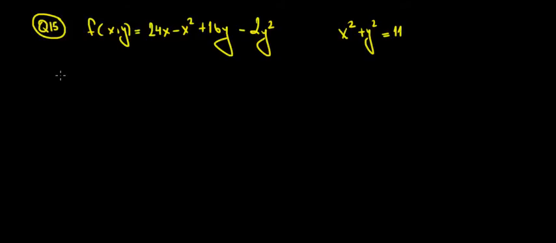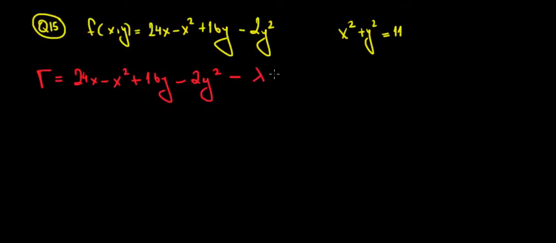So let's just write down the function of Lagrange here, and then we'll generalize it. So we would say that this is the function that we have, 24x minus x squared plus 16y minus 2y squared minus a certain lambda times x squared plus y squared minus 11. Now, why do we have this thing? We want to maximize this value given that we have a certain limit.